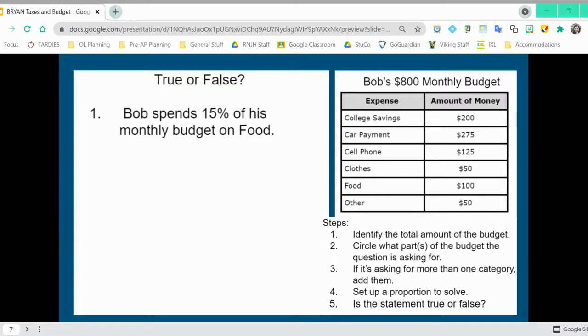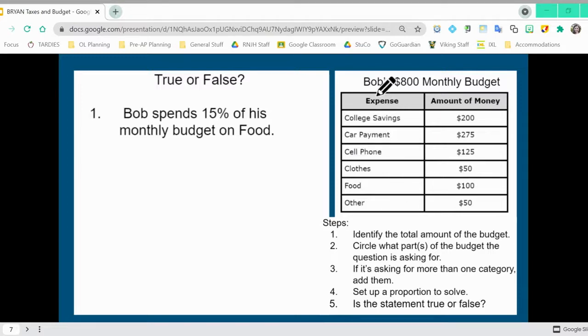So there's always unexpected things that happen, but having a budget and having a plan with your money is a good way to make sure that you're not overspending and that you have the money to spend on the things that you need to pay for. So we're going to be doing a little practice here with some budgets.